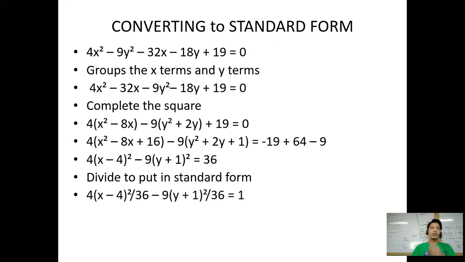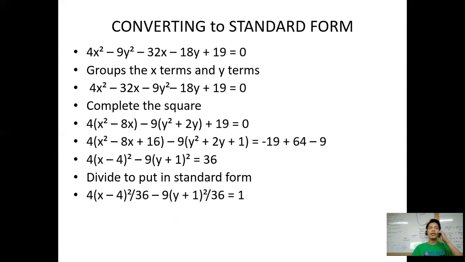So 4 times x minus 4 raised to the power of 2 divided by 36. Silang buong term ang i-divide sa 36. So dito naman sa kabila, negative 9 times y plus 1 raised to the power of 2 divided by 36. Yung sa kabilang 36, dinivide sa 36, kaya 1 na lang. So next step natin, kailangan natin i-lowest term yung mga fraction natin. Yung 4 over 36 will be 1 over 9.